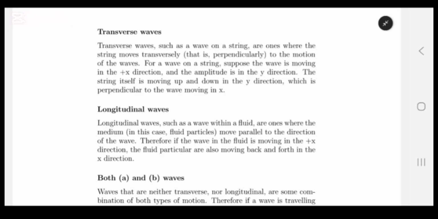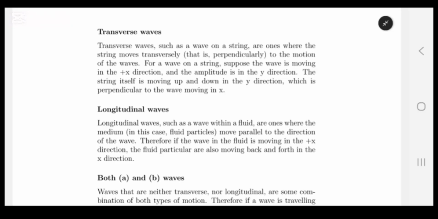Really quickly, we'll say the ones we aren't going to do today, like longitudinal waves in a fluid. The fluid particles move parallel to the direction of the wave. So for longitudinal waves, our wave is moving this way, our particles are also oscillating this way. Everything's kind of parallel or on the same line.